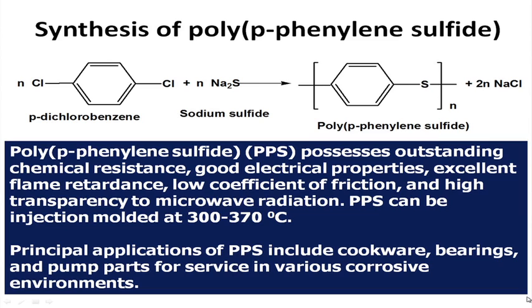Apart from cookware, this polymer is used in mechanical parts, say bearings or gears, and some pump parts can be made from this polymer for service in various corrosive environments. So, in pumping of corrosive chemicals, corrosive liquids, the seals and gaskets or bearings in the pipeline, or the propeller of the pump, those are actually made of this polyphenylene sulphide polymer.